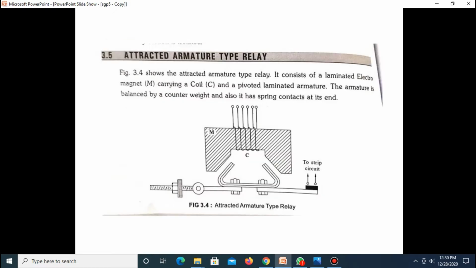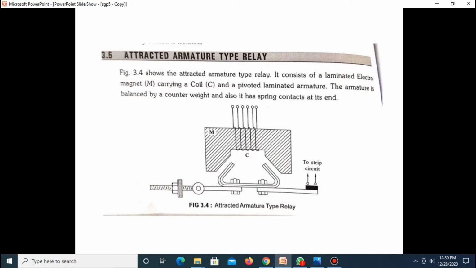The next one is the attracted armature type relay, shown in the figure. It consists of a laminated electromagnet and a carrying coil. These are the two coils: the magnetic coil and the carrying coil, which carries the current, and a pivoted laminated armature. This is the laminated armature. The armature is balanced by the counterweight, and it is placed in a balanced system.